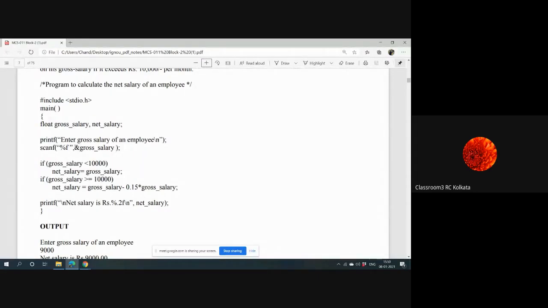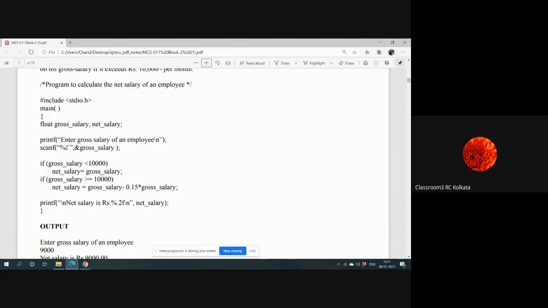Why are we using this ampersand? Any student of MCA? Ampersand is the address of the gross salary variable. Very well. When you declared gross salary, it is a variable. It has taken some area in the memory, and that memory has some address. So we are scanning the value from the keyboard and placing it in that location called gross salary. That's why we are using this operator. This is called the ampersand, the address operator.